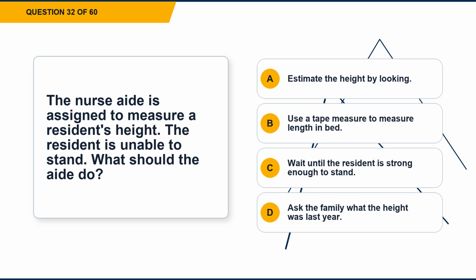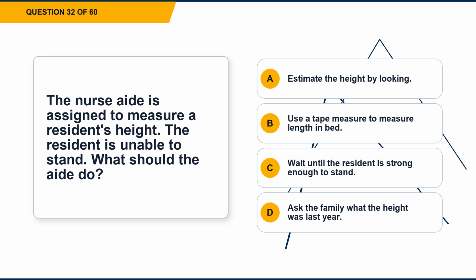Question 32. The nurse aide is assigned to measure a resident's height. The resident is unable to stand. What should the aide do? Option A, estimate the height by looking. Option B, use a tape measure to measure length in bed. Option C, wait until the resident is strong enough to stand.